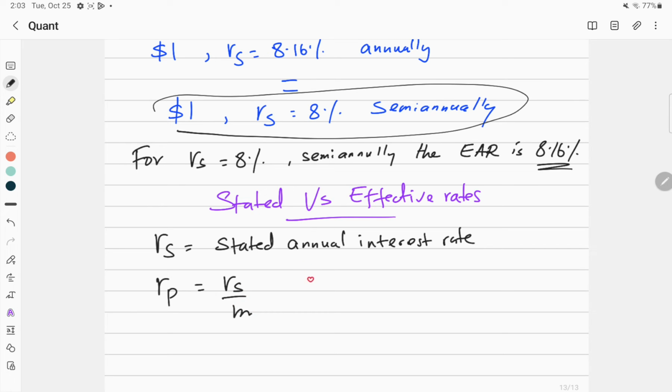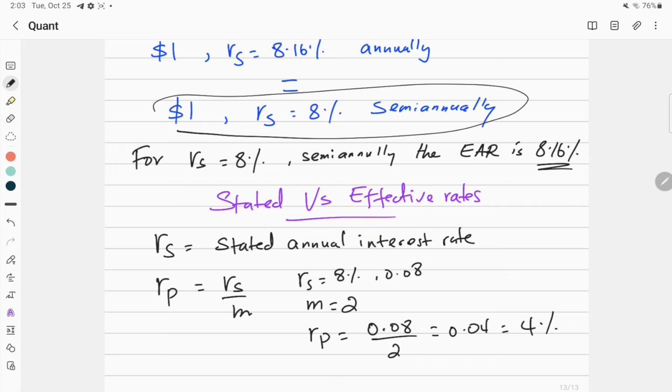So if RS is, again, 8%, which is 0.08, and that investment is compounded semi-annually, 2 times a year, then our periodic or semi-annual interest rate will simply be RS over M, which is 0.08 divided by 2, which is 0.04, which is the same as 4%, right? So I hope this is clear.